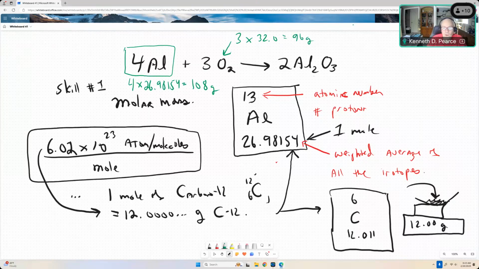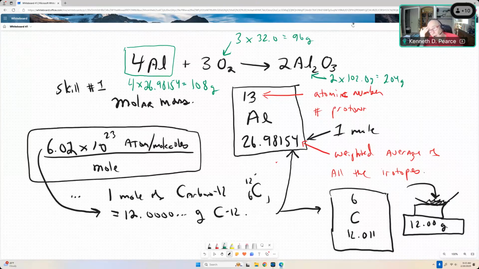And then if we wanted to know how many moles of aluminum oxide we'd get, well, each one of those is 102 grams, and it's actually 204 grams of product that we'd get.